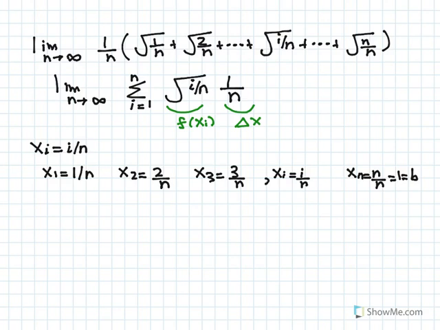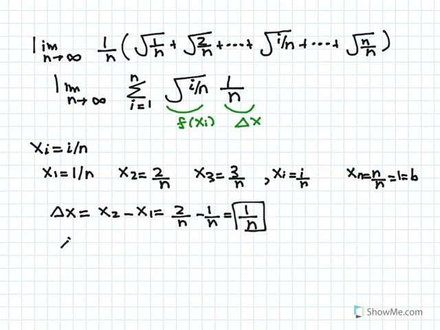All right, to find delta x, the easiest way is to subtract two consecutive x values. For example, we can find delta x by just taking x2 minus x1. That is 2 over n minus 1 over n equals 1 over n, and that's delta x. More generally, delta x is equal to xi minus xi minus 1. That is i over n minus i minus 1 over n. That works out to the same as above. That's 1 over n. That's delta x.